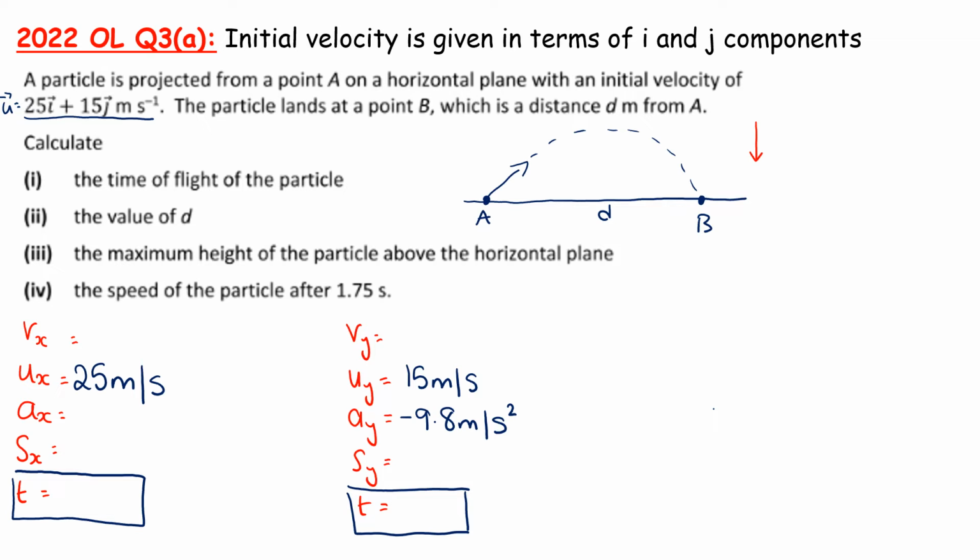So it has not actually traveled, it hasn't displaced vertically because it's back to where it started. So Sy is going to be 0 meters. That's an important idea: the time of flight happens when Sy equals 0. When we look in the x direction, it will have traveled d meters, which is what they have labeled A to B.